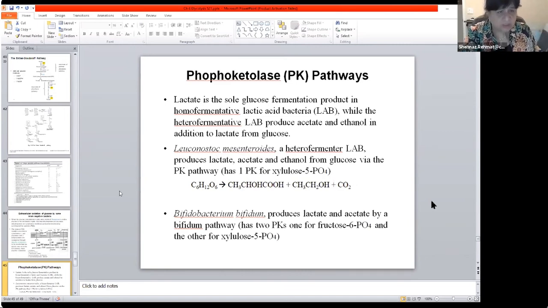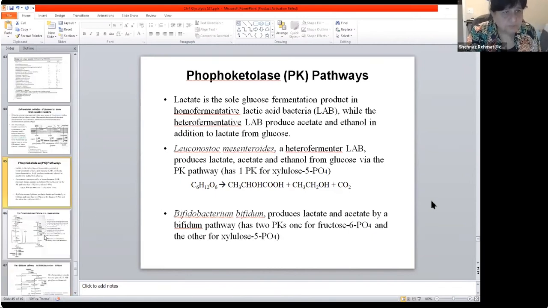Okay, so that is Leuconostoc mesenteroides. Whilst your Bifidobacterium produces lactate and acetate by the bifidum pathway, and this has two phosphoketolase enzymes. One is for the fructose 6-phosphate, and the other is for the xylulose 5-phosphate. So they have the same xylulose 5-phosphate phosphoketolase enzyme that acts on this, but this one has an additional one. The phosphoketolase will act on the fructose 6-phosphate also.